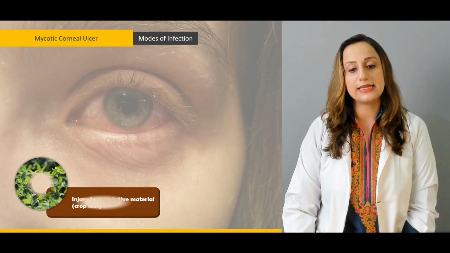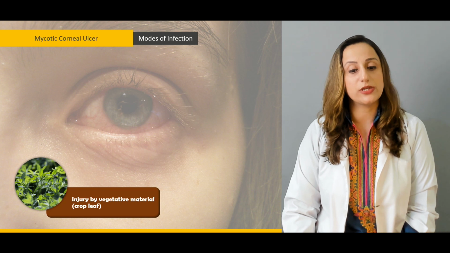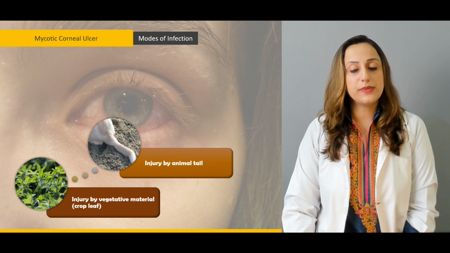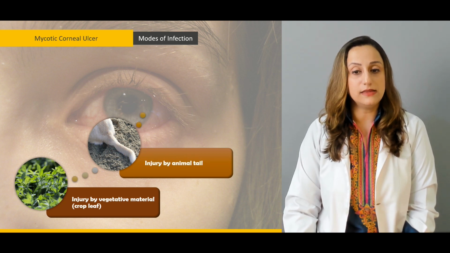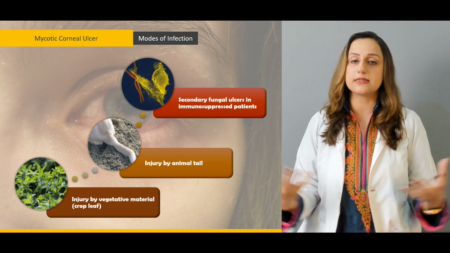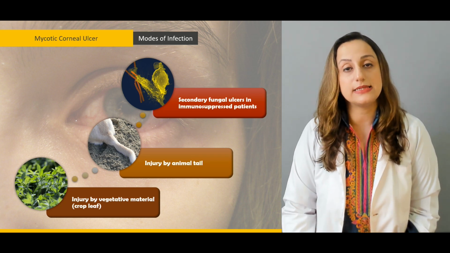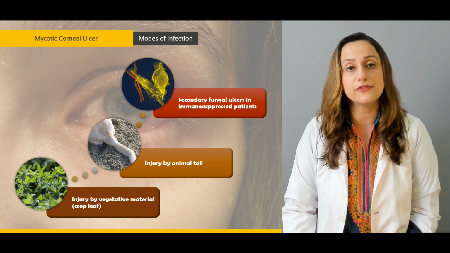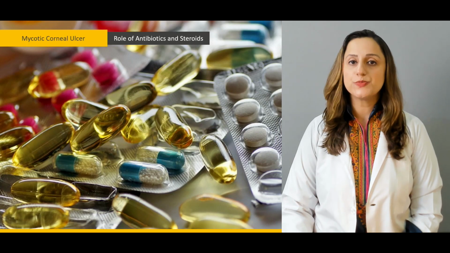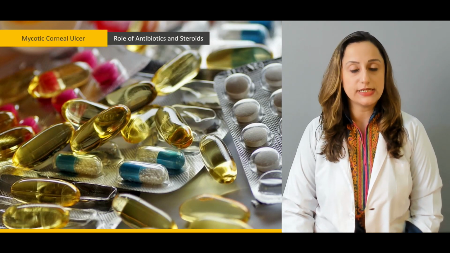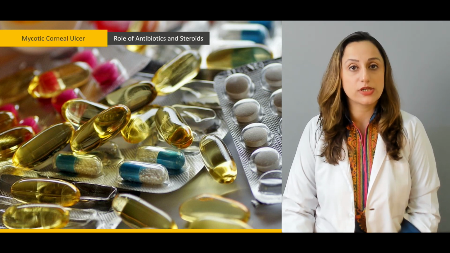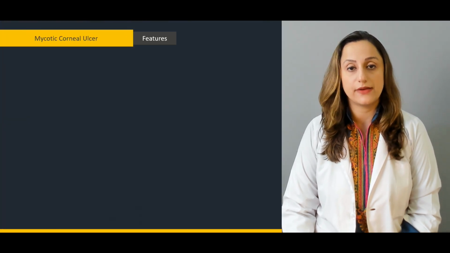The modes of infection in this case would consist of injury by vegetative materials, such as a crop leaf. Then you would have injury by an animal tail, and sometimes secondary fungal ulcers in the immunosuppressed patient. So sometimes it is the environment, and on the other hand, it is the depressed immunity of the patient himself or herself that contributes towards the development of mycotic ulcerations. You're going to prescribe the patients antibiotics as well as steroids. We can also couple this therapy with systemic antibiotics as well as systemic steroidal therapy.